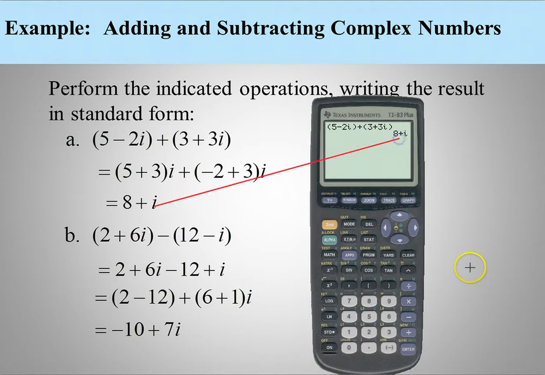All right, now the next one would be 2 plus 6 second i, close parentheses, minus open parentheses 12 minus second i, close parentheses, enter. Negative 10 plus 7i. See, I have the same thing again. Negative 10 plus 7i. All right, so that's two ways using the calculator, and now no calculator.